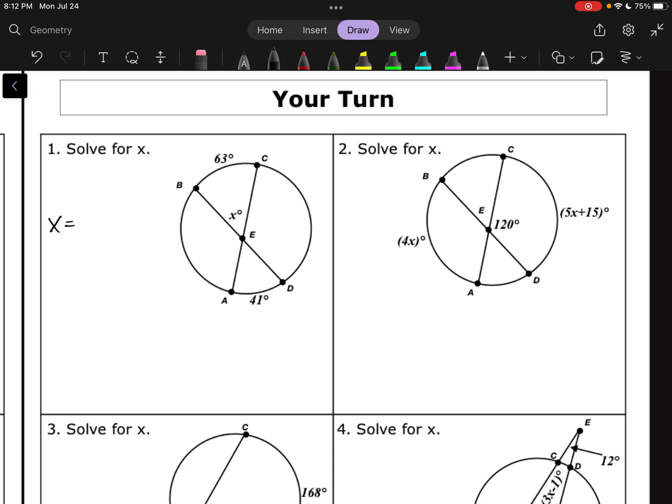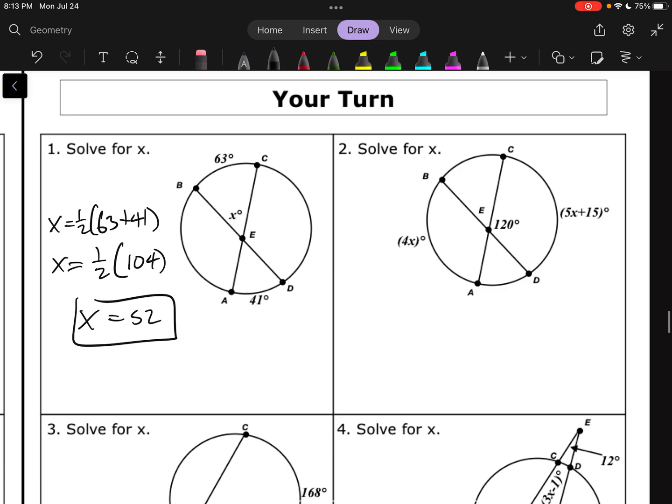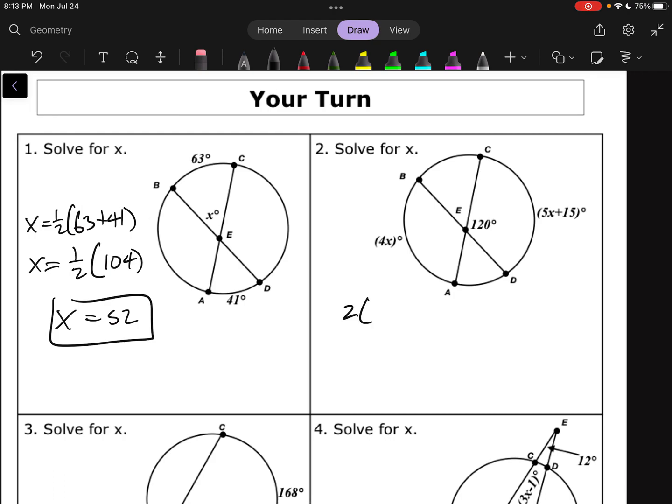I'm going to go ahead and say that x is equal to 1/2 of 63 plus 41. That'd be 1/2 of 104. So x should be 52. For this one, I'll do 2 times the angle equals arc plus arc. That'd be 240 is equal to 9x plus 15. Subtract the 15, I get 225 is equal to 9x. And is that 25? Yeah, that's 25.